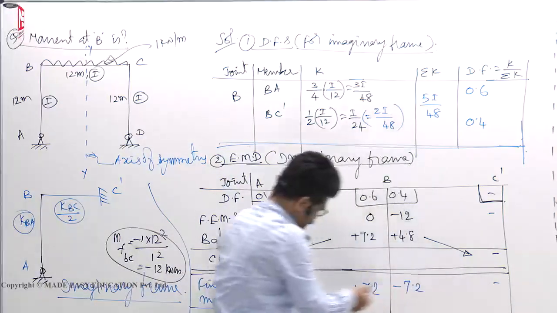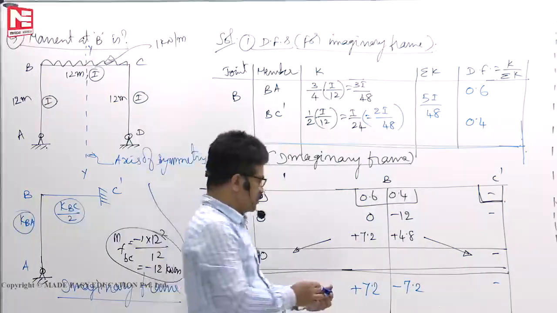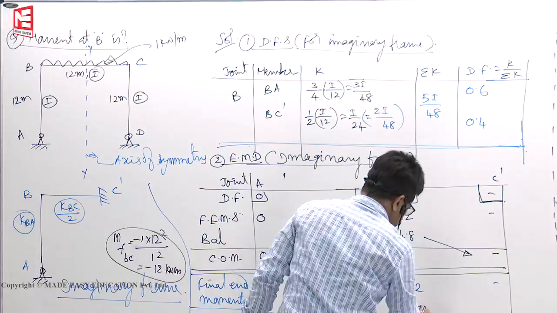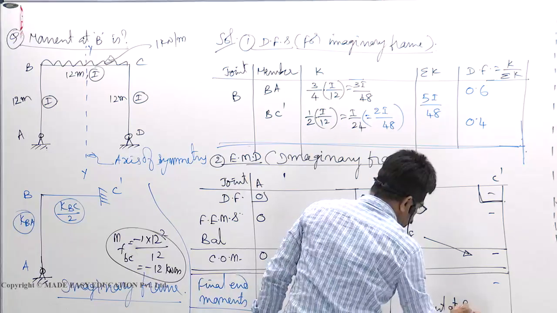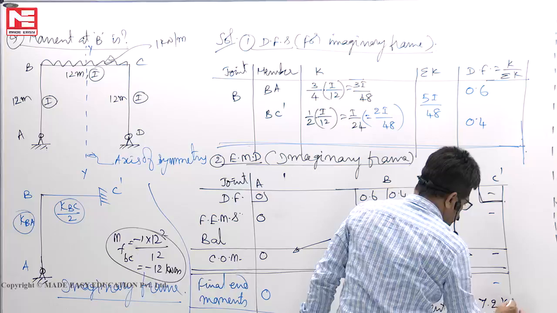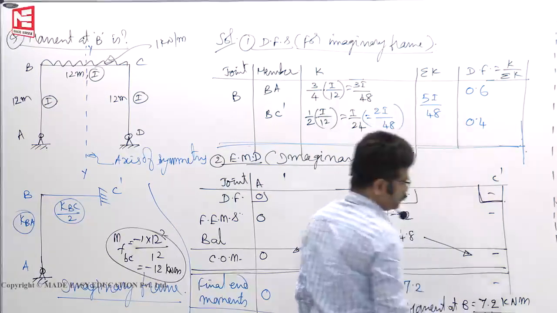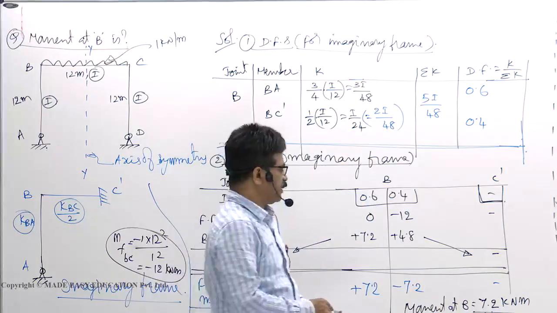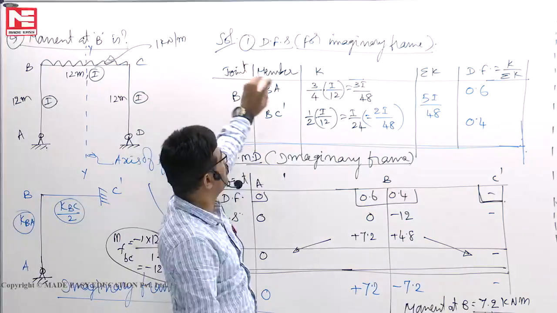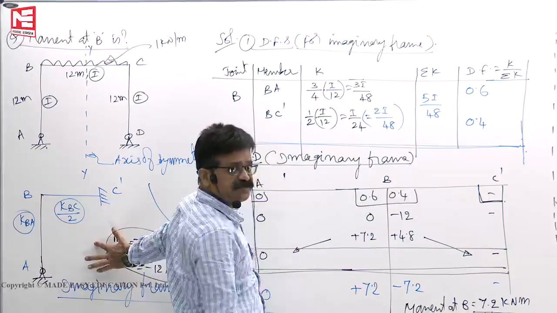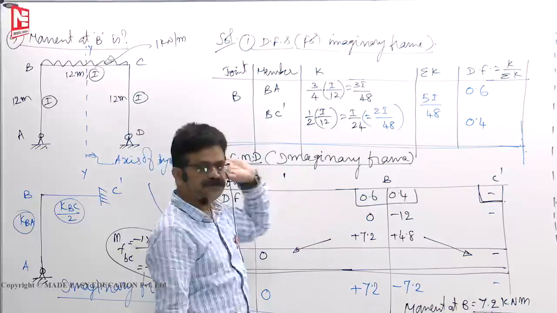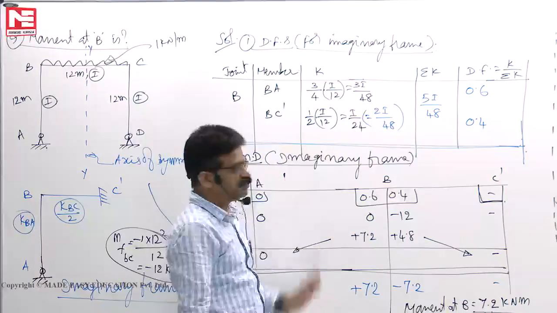See how much time we wasted? 7.2 you have dropped it. So, moment at B is nothing but 7.2 kilonewton meter. Plus or minus they will not ask you. 7.2 kilonewton meter, like this. So, in 2 minutes time, first you have to identify that it is symmetrical, then half of that imaginary frame you draw for better clarity in the rough work. Two steps should be completed.